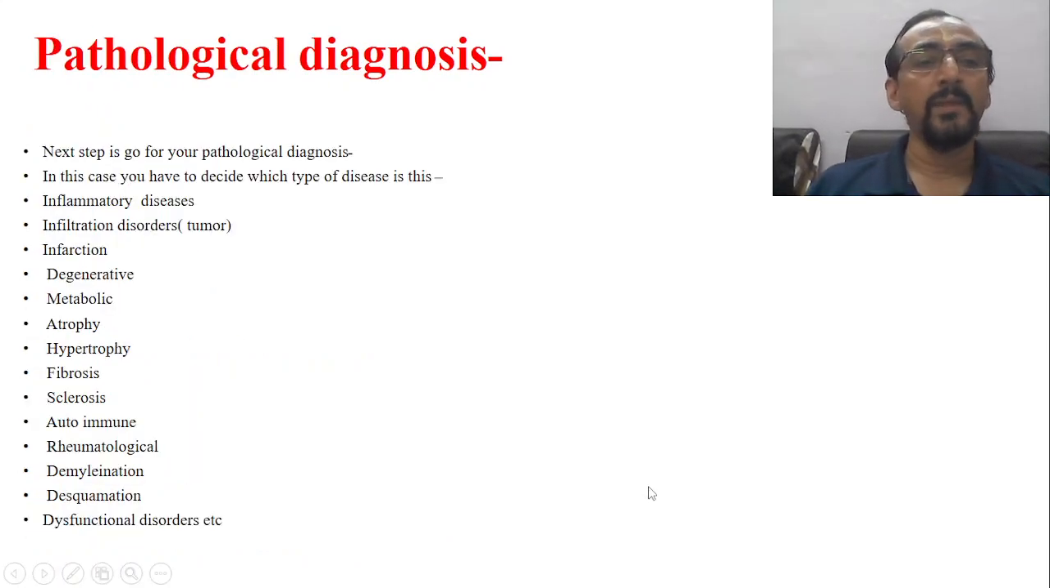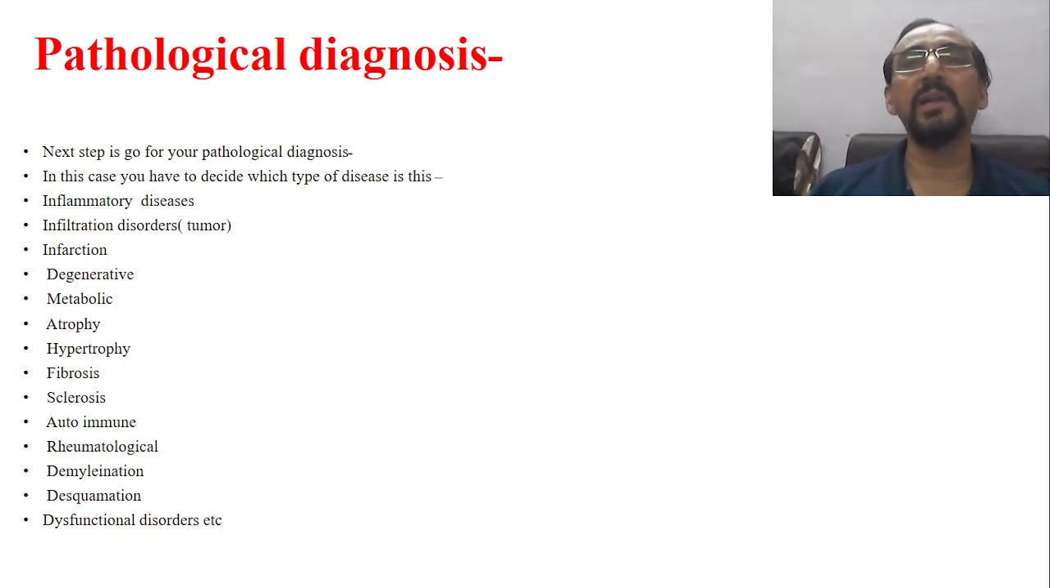Now, if you look into this slide, the pathology going on in a particular system, which is leading to this particular disease, may be an inflammatory pathology. Or the pathology may be an infiltration pathology. The pathology may be because of infarction. The pathology may be degenerative. Suppose the patient has got convulsion.